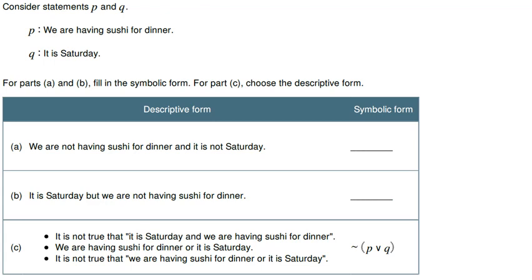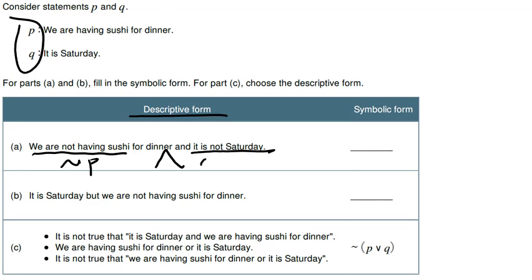Okay, so we have two simple statements here. You read them. We're taking the descriptive form and converting it over to the symbolic form. We are not having sushi. That's the negation of P. And is this symbol. It is not Saturday. That's the negation of Q. So not P and not Q.